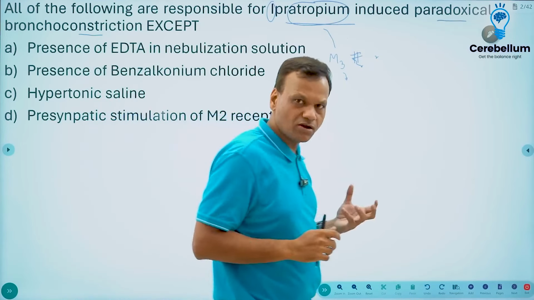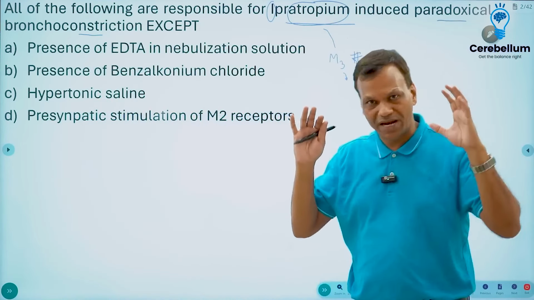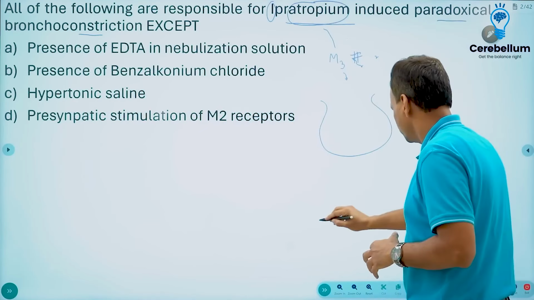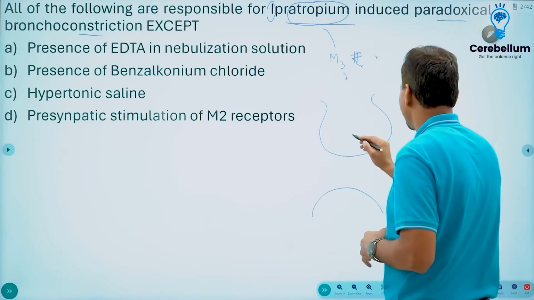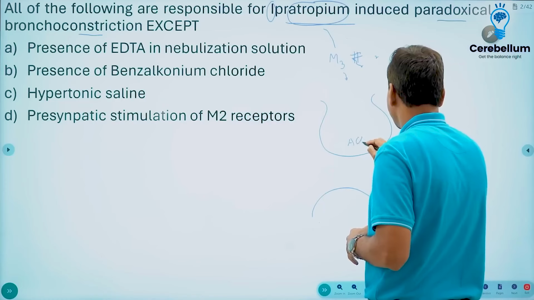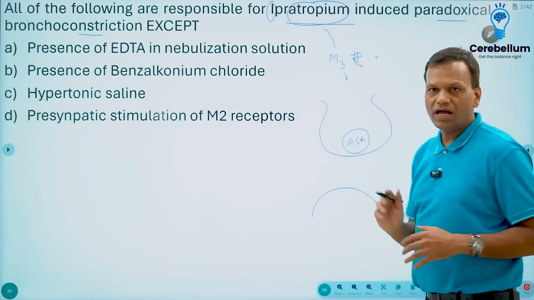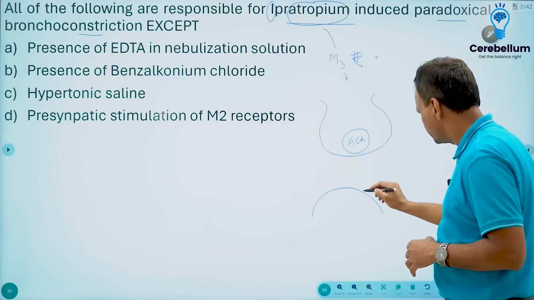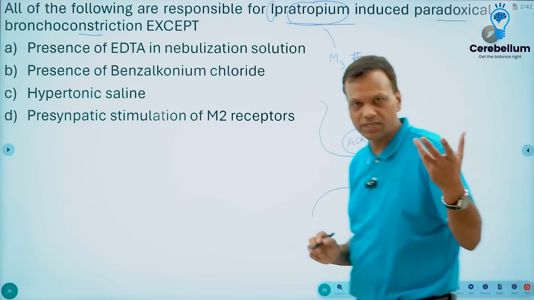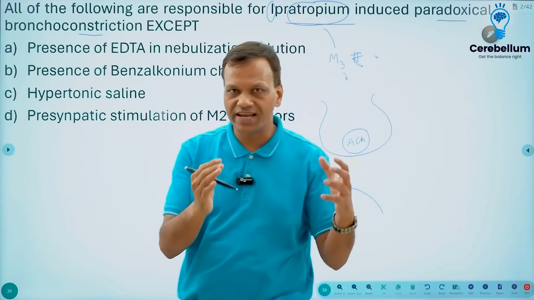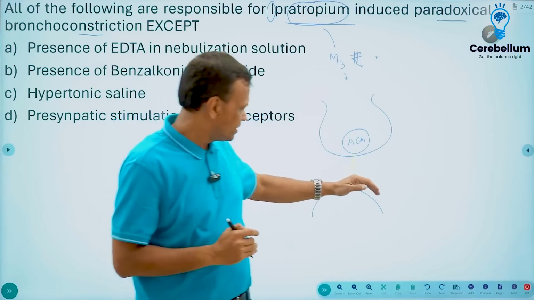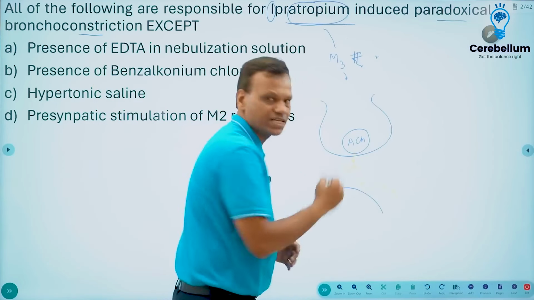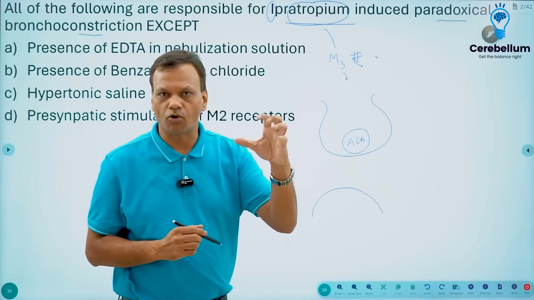The primary reason, if you want to understand, is this: this is a neuron which is storing acetylcholine. Whenever acetylcholine is released, it will work on the receptors here, which will be M3 receptors mostly. So in the bronchus, we have M3 receptors. Acetylcholine stimulates these M3 receptors, which results in bronchoconstriction.